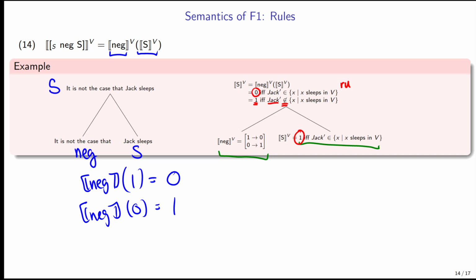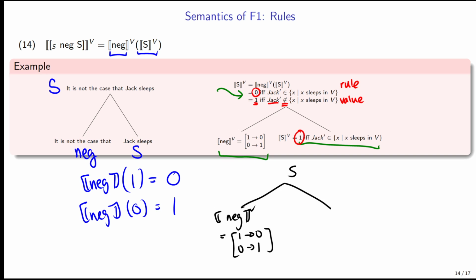So I wrote out 3 lines here. I only really need 2. I need the rule, which is the first line, and I need the value, which is the third line. I wrote this intermediate step so you can see the truth value changing from 1 to 0. But that's an example of negation. So let's do another one here. Let's say we have an S. Here's our negation. Then the value of the negation will always be the same, so we have to make sure that we write out the matrix 1 to 0, 0 to 1. And let's have the sentence be, I don't know, Steve likes Mary.